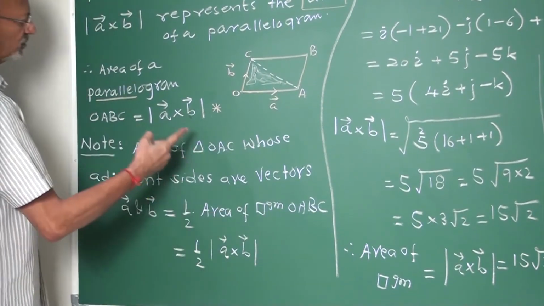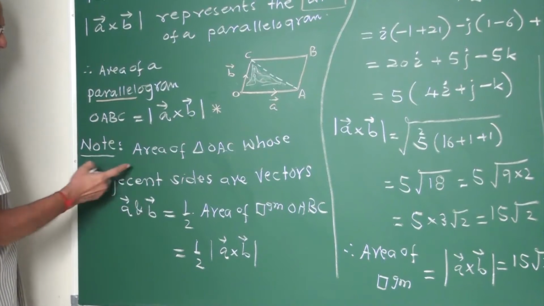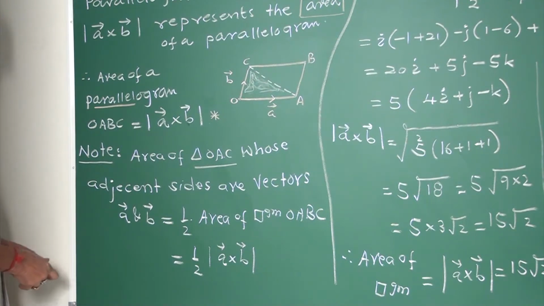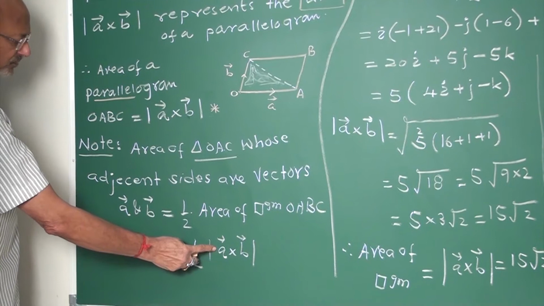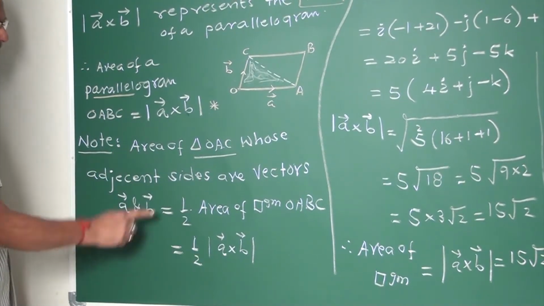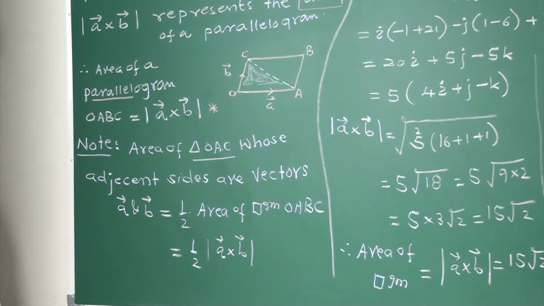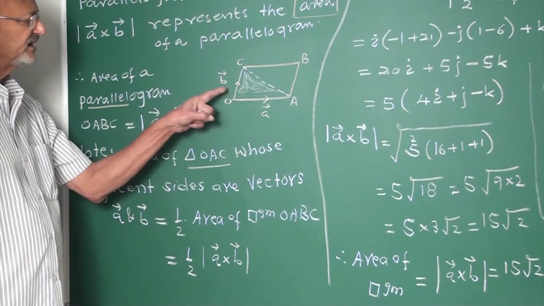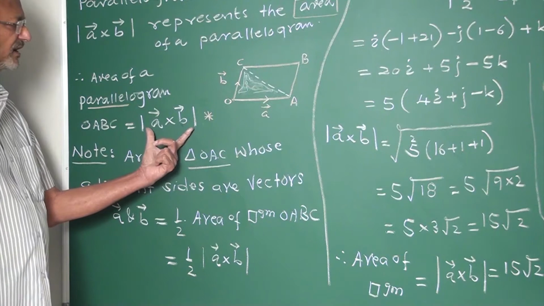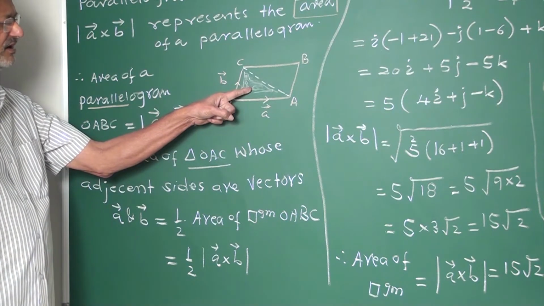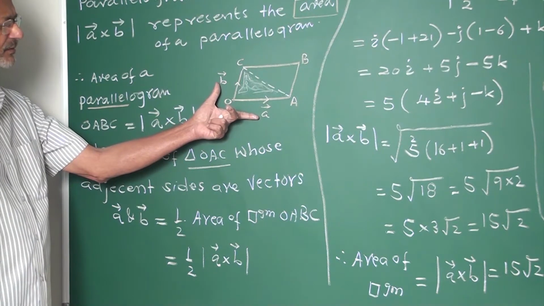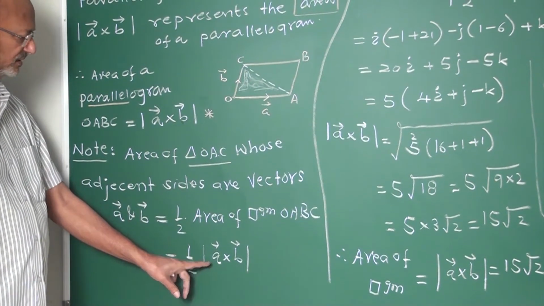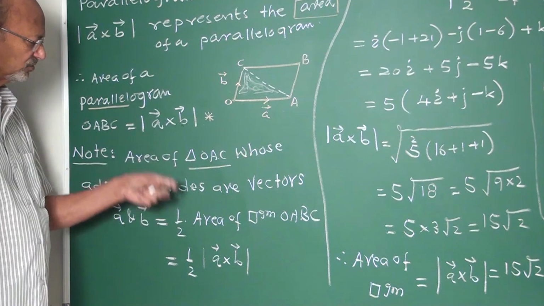But what is the area of the parallelogram? Magnitude of A cross B. Therefore, the area of the triangle OAC is half the magnitude of A cross B. Remember these two formulas: the area of the parallelogram whose adjacent sides are the vectors A and B is the magnitude of A cross B, and the area of the triangle OAC whose adjacent sides are the vectors A and B is half the magnitude of A cross B. Now I will do some examples based on this.